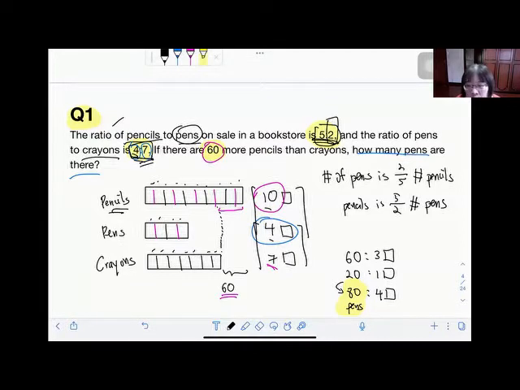Anong ibig sabihin ng ratio? Kaya yan yung draw ni Scott sa una. For every 5 pencils, there are 2 pens. That's what you mean by ratio. Number of pencils is 5 halves the number of pens, or number of pens is 2/5 the number of pencils. So all of these mean the same thing. And this is something even when I teach college, I'm very disappointed na hindi nila maintindihan. Okay, so these are different ways of saying the same thing.